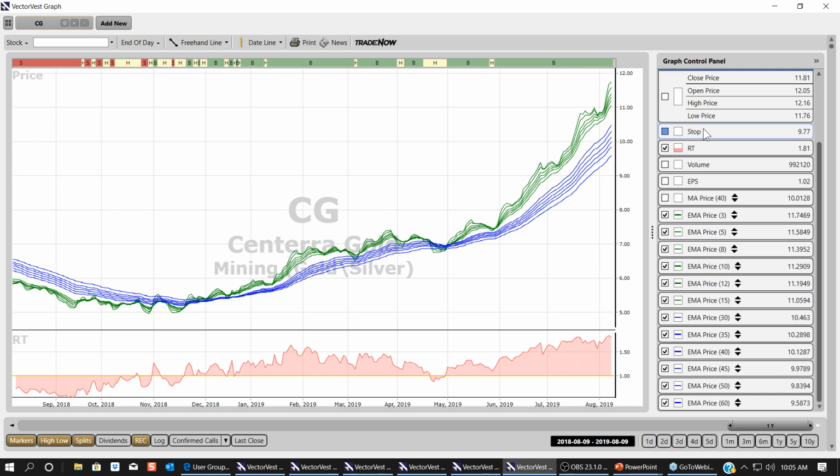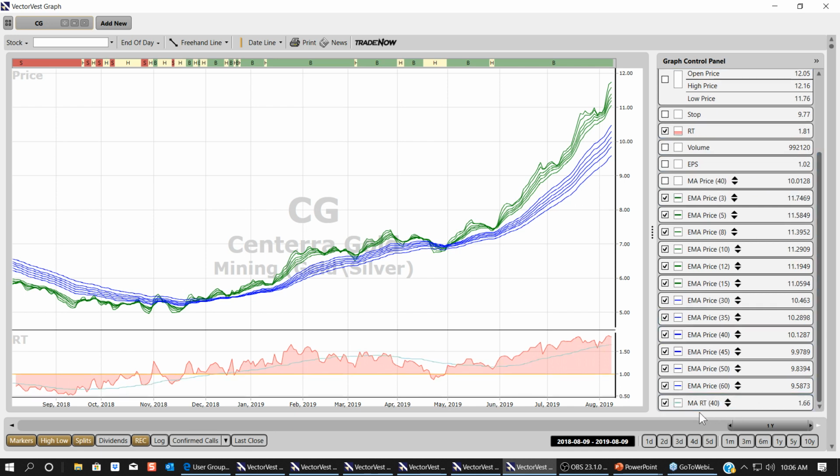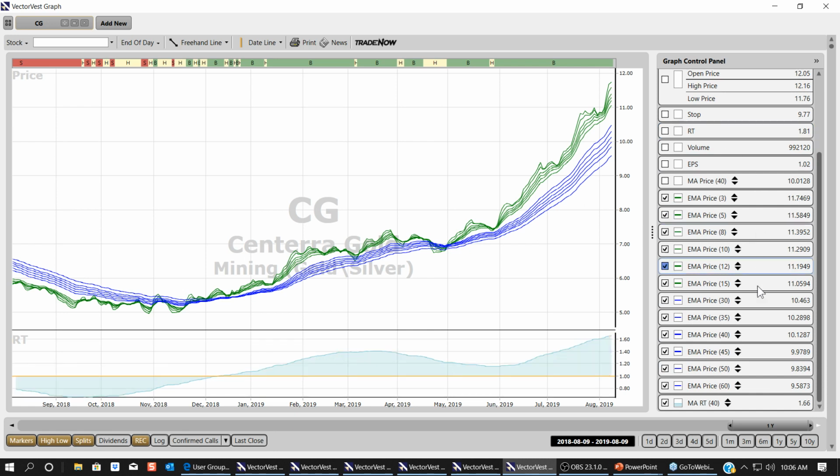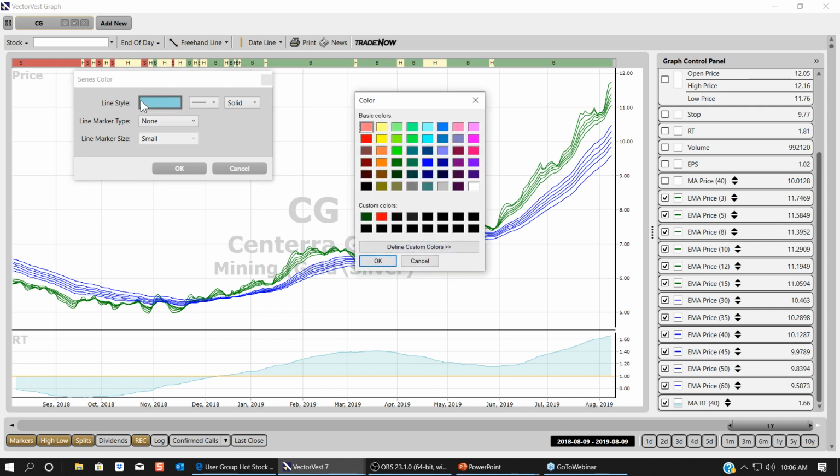I'd like to add the earnings per share. First I'll add the 40 moving average of RT. So I right click, add moving average. I'm right clicking on the RT, add moving average, and it's just a simple using the Midas touch format. There's the 40, it drops it down to the bottom, and I can put that on the graph, and I'll just right click on it, make it an area, and I'll remove the RT itself. Okay, and I'll just change the color here as well.